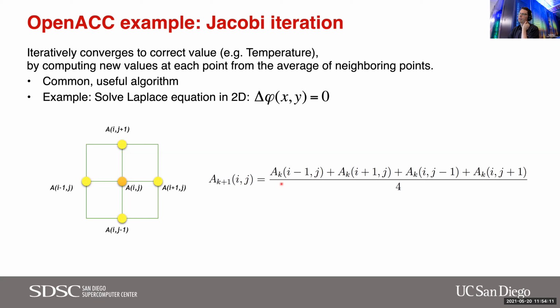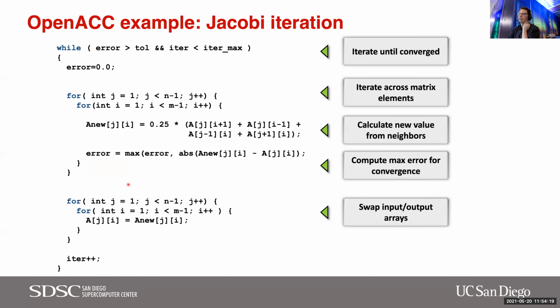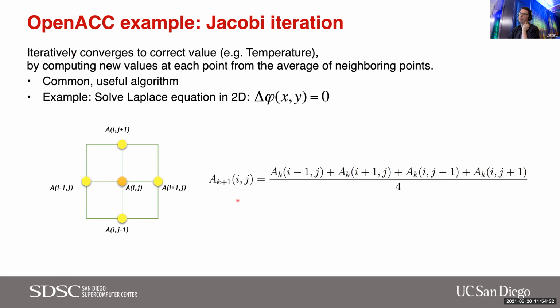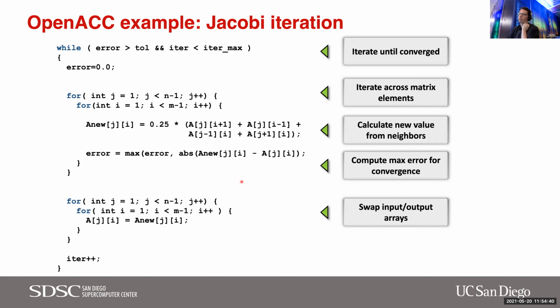You have the data and you just compute the average from the previous time step, and that gives you the result at the next time step, and that will slowly converge. And this is the code, right, written for the CPU. So you iterate until basically the matrix elements don't change anymore between the steps, right? Then the algorithm has converged.